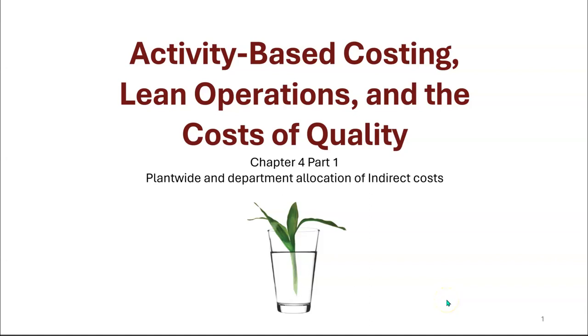Welcome to Chapter 4, and this is Part 1. There are two parts to this presentation. One, we're going to look at applying overhead using the plant-wide and departmental method for allocating overhead. And in Part 2, we're going to look at ABC costing as a method of applying overhead.